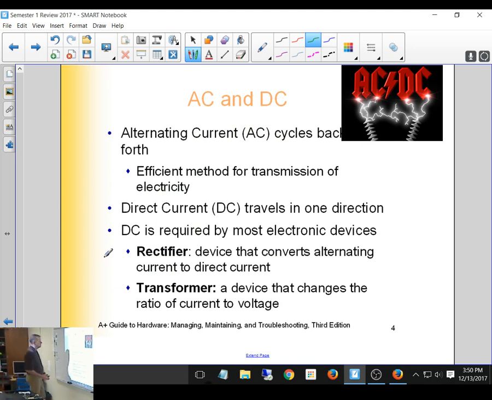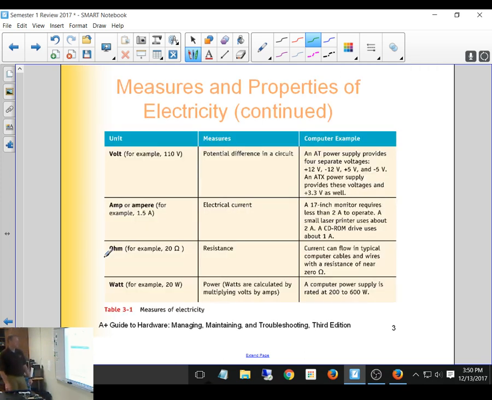And then we got into power and alternating and direct current. We know that alternating current cycles at 60 hertz or 60 cycles per second. Direct current doesn't cycle at all. The power supply is a transformer rectifier. It rectifies it from alternating to direct and then transforms it down to those lower power settings that we need.